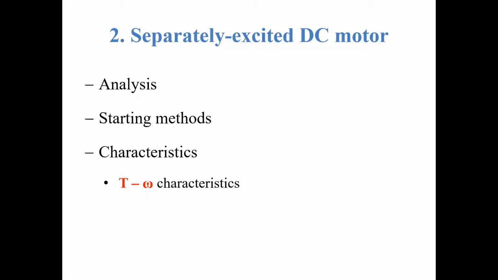And the second part is separately excited. In this case, we have a separate DC battery or DC voltage source for the stator part, and we have another DC source for the rotor part. So we have two separate DC power supplies, one for the stator and one for the rotor. In this lesson, we are going to see the analysis, some of the starting methods, and the characteristics of the separately excited DC motors.